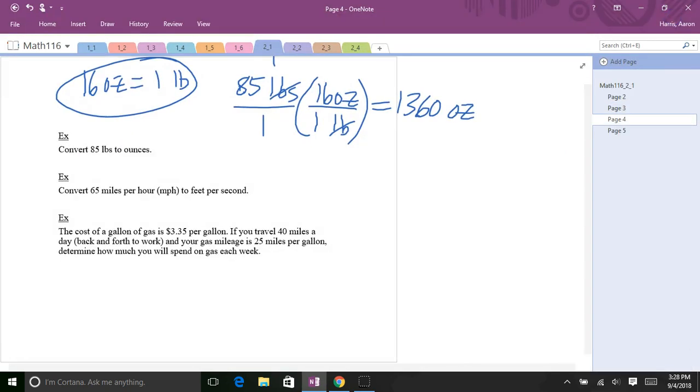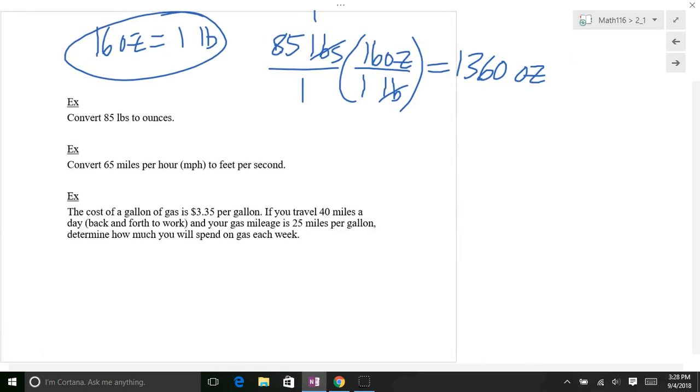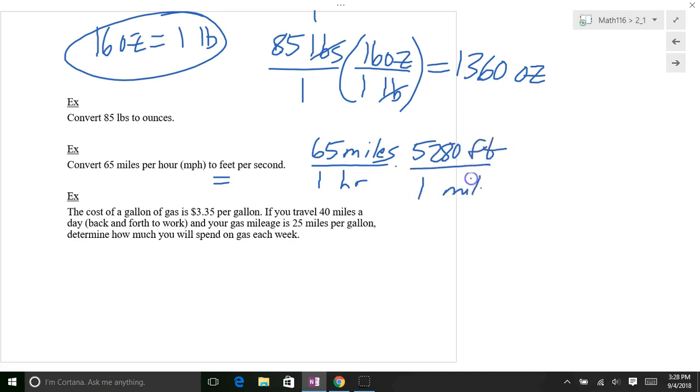Now, let's do the second one here. We're converting 65 miles per hour to feet per second. So let's go 65 miles per 1 hour. We want to go to feet per second. Let's go ahead and go to feet first. So we're going to say times 5,280 feet in 1 mile. Notice miles cancel, so now we're in feet per hour, feet on the top, hour on the bottom. But we want feet per second.